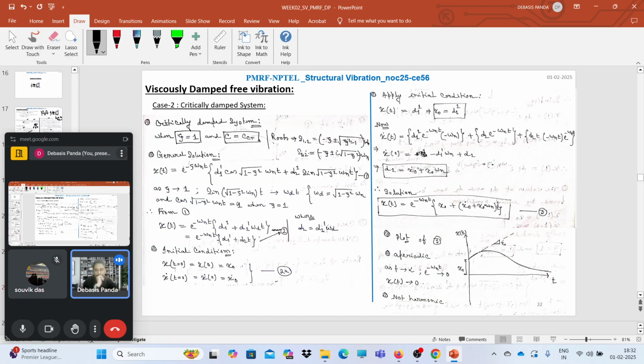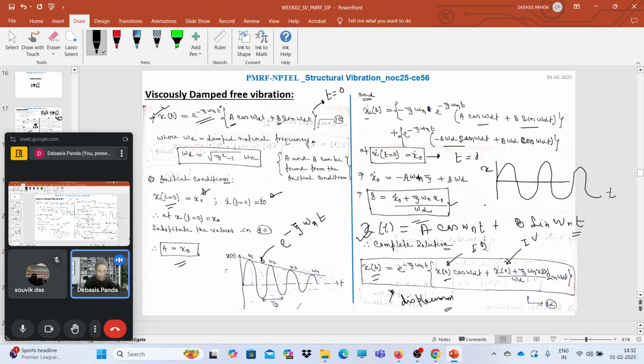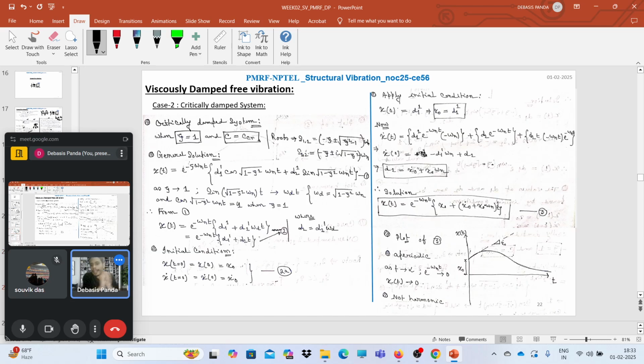Now, second case. We have seen that for the underdamped case, vibration will occur. Now we will see the critically damped and overdamped systems. These systems will be aperiodic; no kind of oscillation will occur. So now the critically damped system. We have already seen that critical damping is the damping required to completely diminish the vibration energy from the system. For a critically damped system, zeta equals 1, that means C equals C critical.